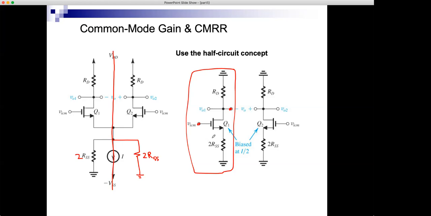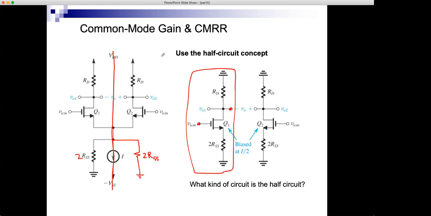So now I can use the formulas for a common source amplifier with source resistor to find the gain in this case. So let's do that. VO1 over VCM will be this. This is the formula of a common source amplifier with source resistor: gm RD over 1 plus gm times the resistance between the source and ground, which is 2 RSS. So VO1 will be this, VO2 will be this.